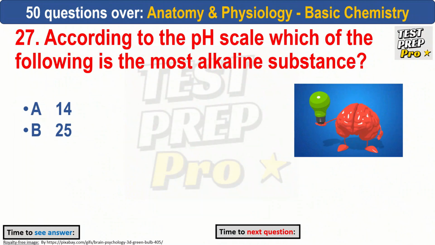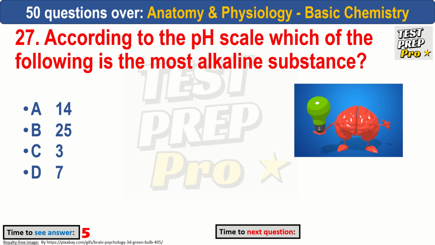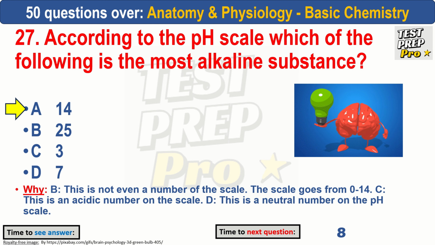According to the pH scale, which of the following is the most alkaline substance? Answer A is 14. Answer B is 25. Answer C is 3. And answer D is 7. The answer is A, 14. The pH scale doesn't go past that. So 25 doesn't exist on the scale.